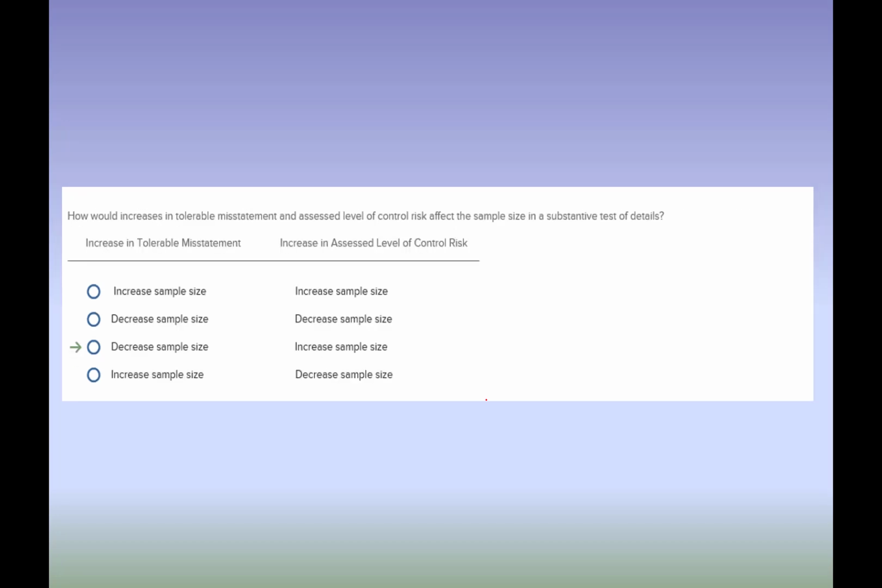Okay, good. How should an increase in tolerable misstatement and assessed level of control risk affect sample size for a substantive test? An increase in tolerable misstatement does what? Decrease in sample size. If I'm willing to accept a $2 billion error, I don't even pull a sample. And an increase in assessed level of control risk will do what? Increase my sample size, because now I have to lower my detection risk to keep my audit risk low, right?